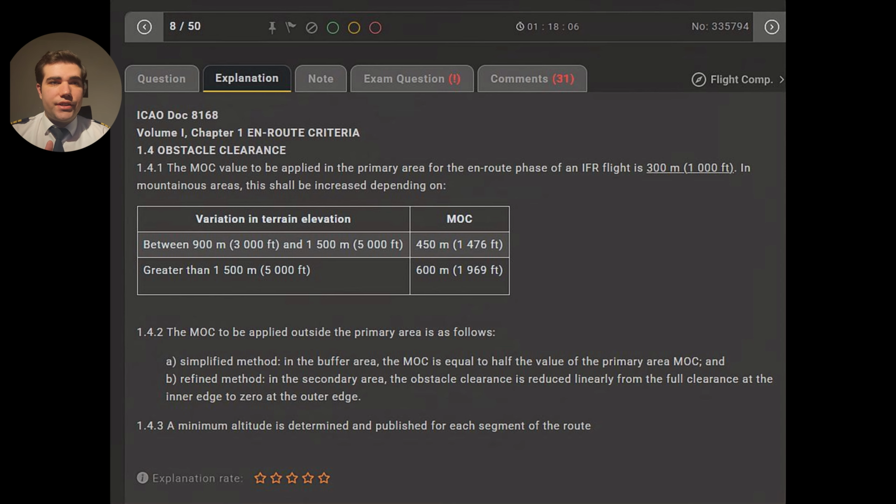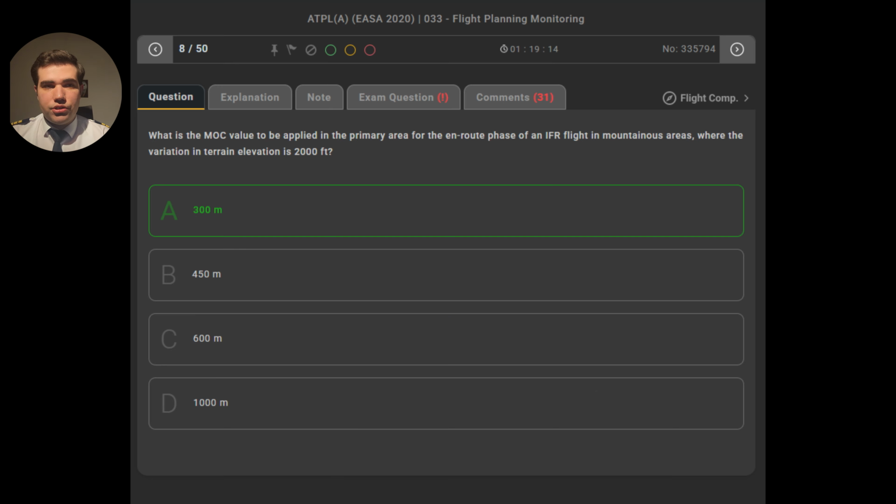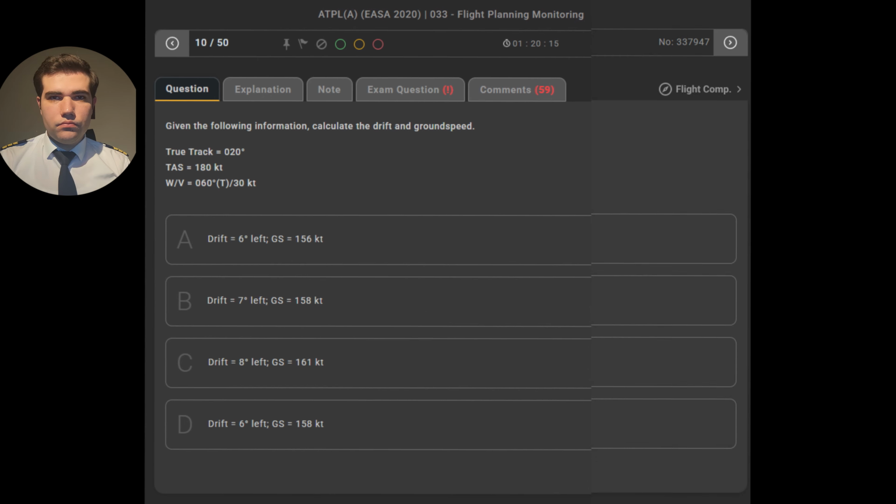I will put here a graph that you have to memorize. There's also another important thing that you need to memorize: up to 5000 feet on terrain, you need to put separation of 1000 feet. And at 5000 feet or higher, you need to put terrain separation of 2000 feet. And that's it for this question. You just have to memorize these things.